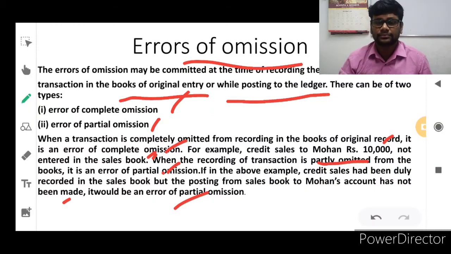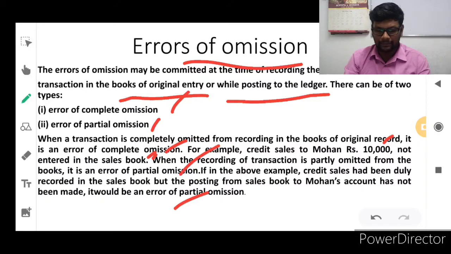So here, as soon as we offered 10,000 rupees worth of product to the party Mohan, because he fails to give instant money for the product, it is a credit sale. So this should be recorded in the sales book, but we fail to record 10,000 rupees for Mohan in the sales book. So it is complete omission. When the recording of a transaction is partially omitted from the books, it is an error of partial omission.